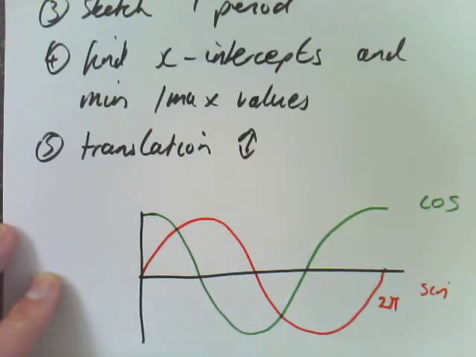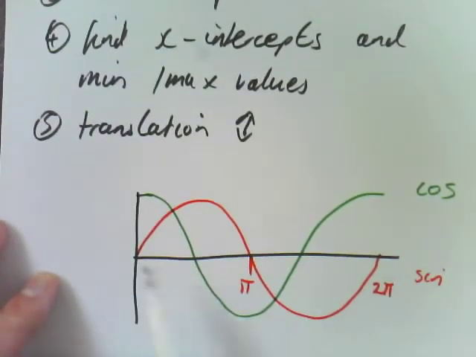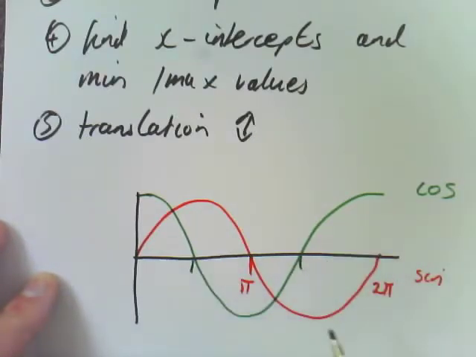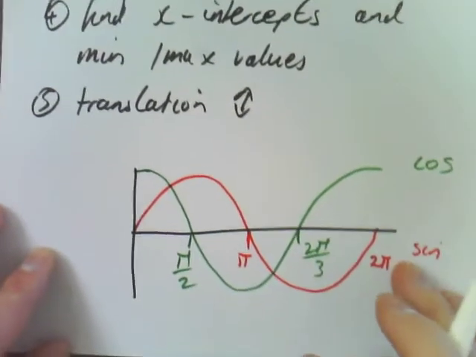So this value here, pi, is because it's half of my period of 2 pi. This value here and this value here, what do you think they might be? Half pi and 2 pi and a half. Pi and a half, yeah, or 3 pi on 2, is normally how you would say it. So they're your standard x-intercepts for a cos and sine graph.